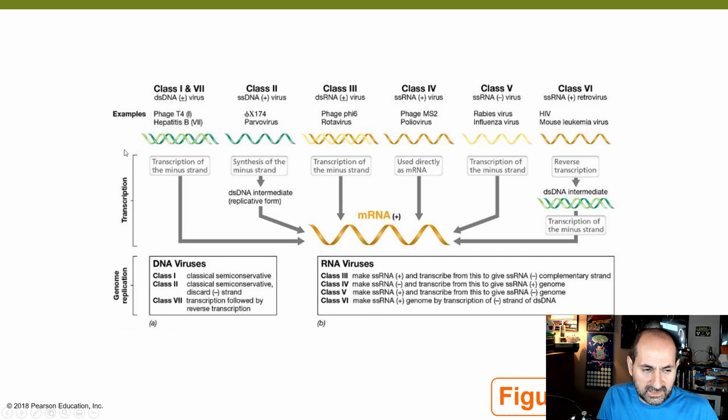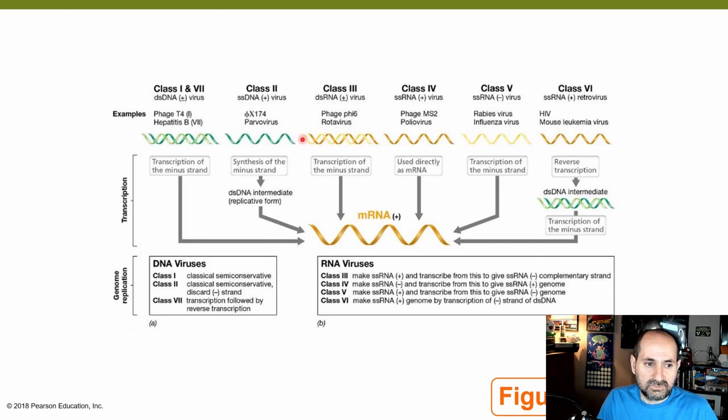Here is a summary of all the different classes of the Baltimore system. You've got class 1 and 7 being the double-strand DNA viruses, class 2 being the single-strand plus-strand viruses, class 3 being the double-strand RNA viruses, class 4 being the single-strand plus sense viruses, class 5 being the single-strand negative sense viruses, and class 6 being the single-strand RNAs, but known as the retroviruses.